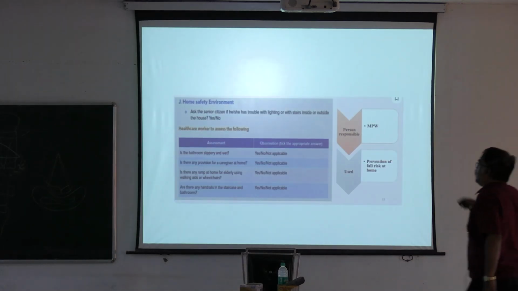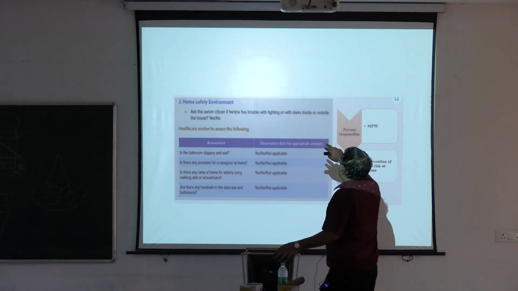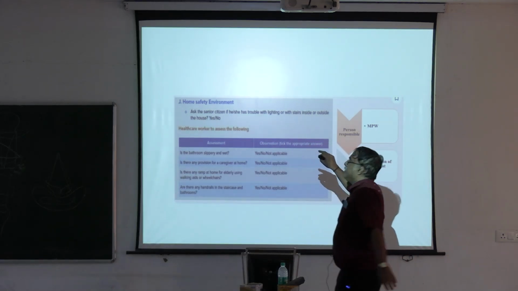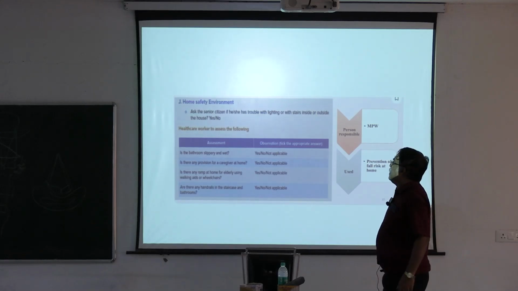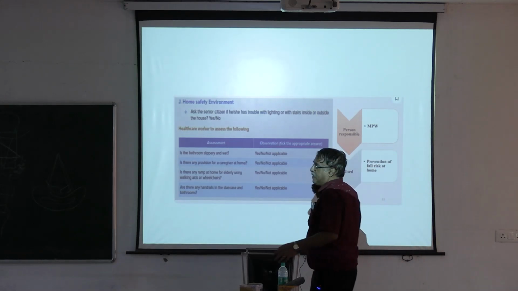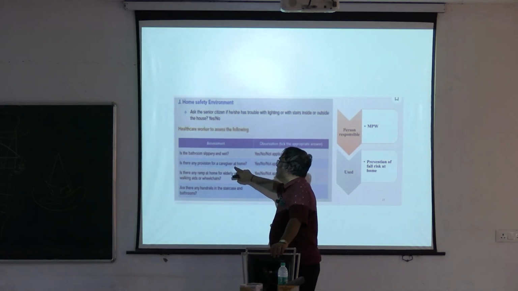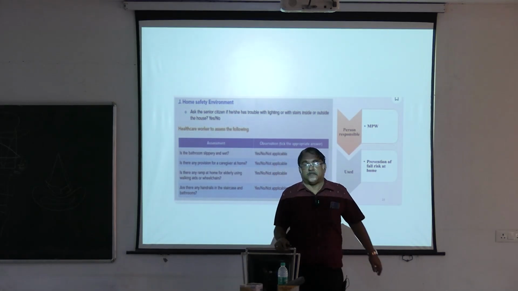Then this question is home safety environment. Ask the senior citizen if he's got a problem with lighting or with stairs inside or outside the house. Now the healthcare worker has to assess the following. Is the bathroom slippery and wet? Is there any provision for a caregiver at home?